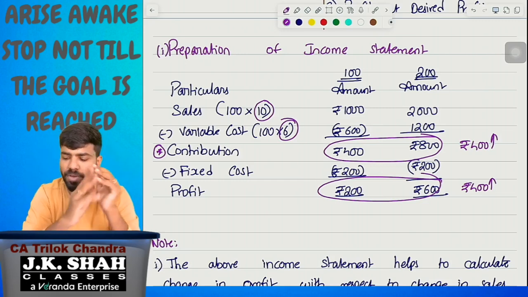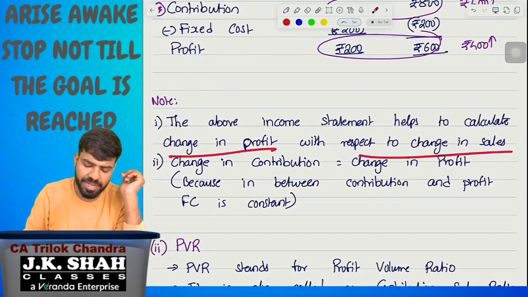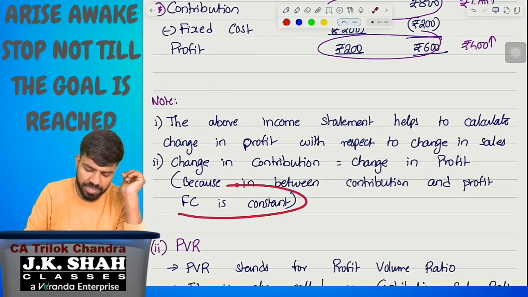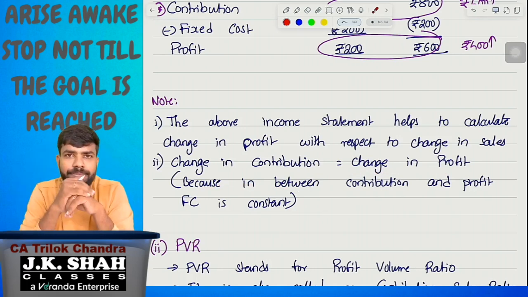Have you understood this? Okay, now look here. The above income statement helps to calculate change in profit with respect to change in sales. Change in contribution is equal to change in profit because between contribution and profit, fixed cost is constant. So this is about the income statement.